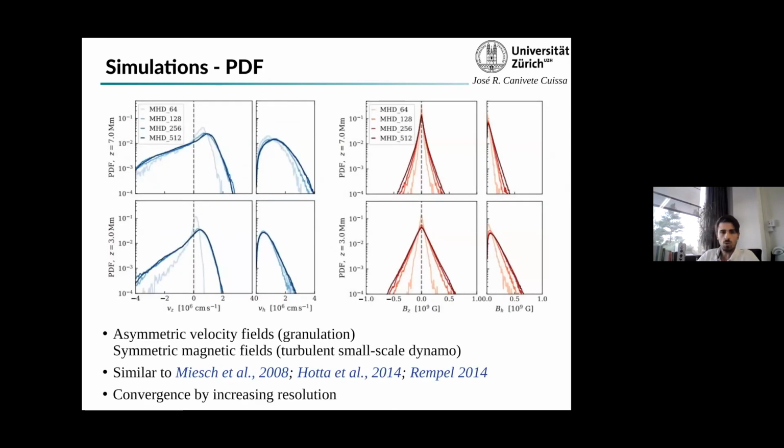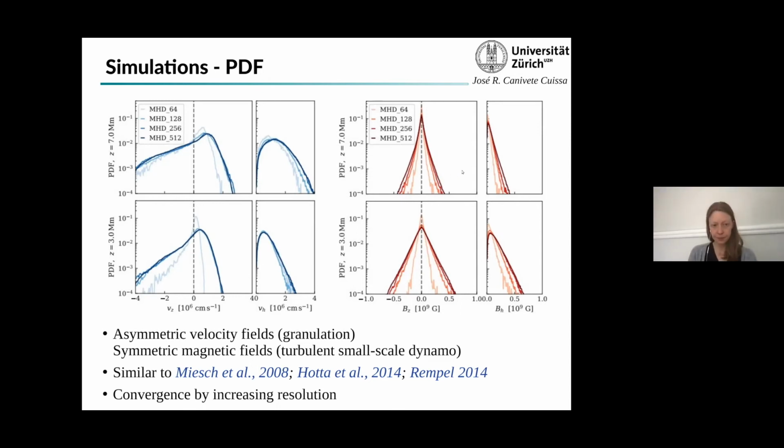Here I'm showing you very quickly some probability density functions. This is for the vertical velocity, this is for the horizontal velocity, and the vertical magnetic field and the horizontal magnetic field. This row is at the top of the convection zone, and this is more towards the bottom of it. And here the main message is just to notice that the velocity fields have this asymmetric probability density function, simply because of granulation. So we have different motions. We have low density blobs that rise up, and then very thin downflows in between them.